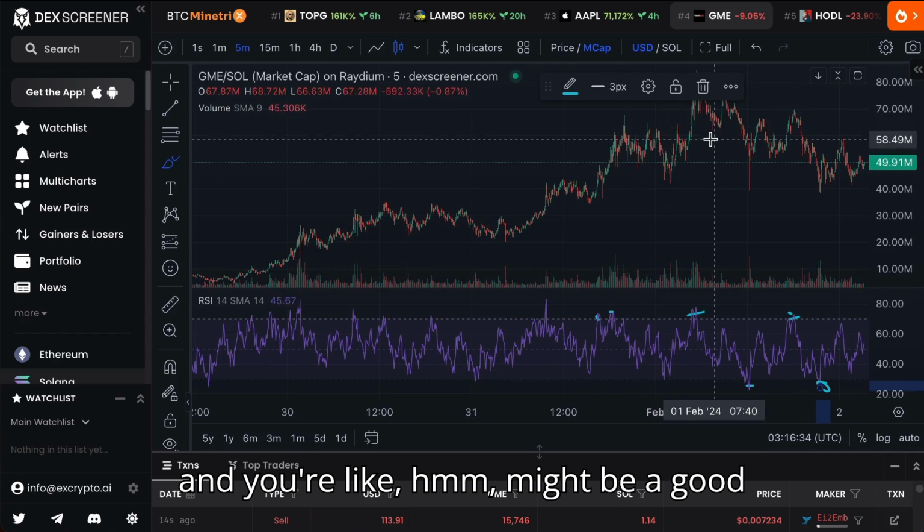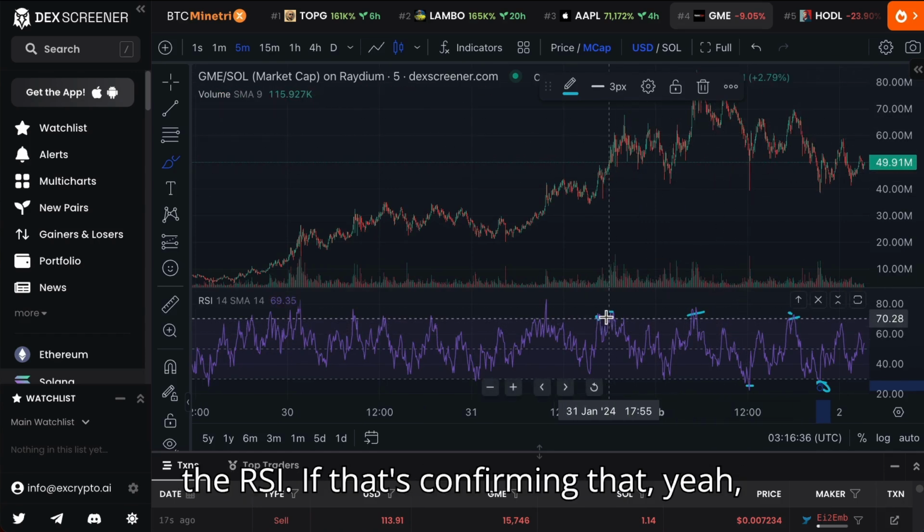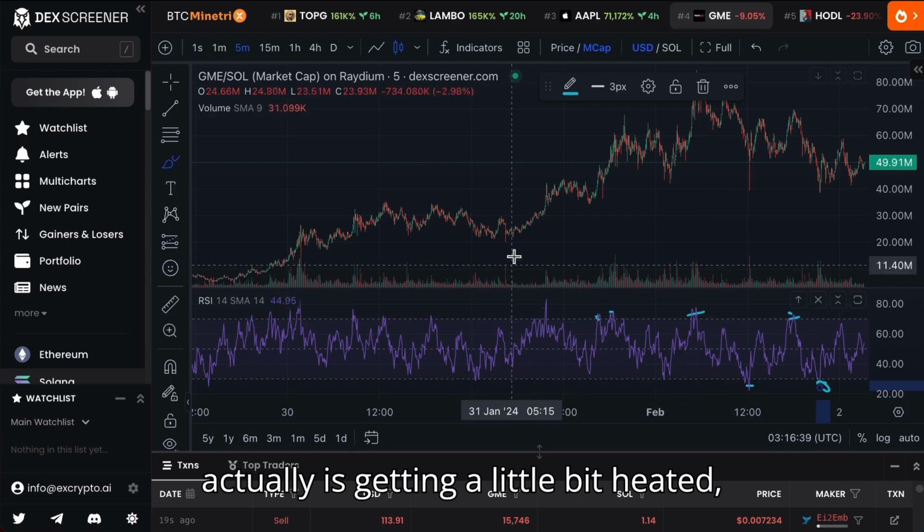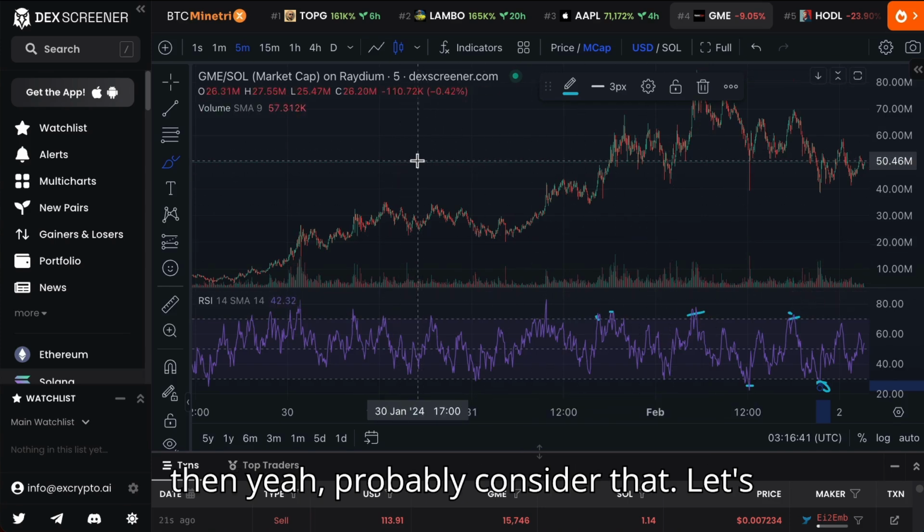You're only using them when, let's say, you're in a really good trade and it's going up high and you're like, might be a good time to sell. Well, have a quick look at the RSI. If that's confirming that, yeah, actually it is getting a little bit heated, then yeah, probably consider that.